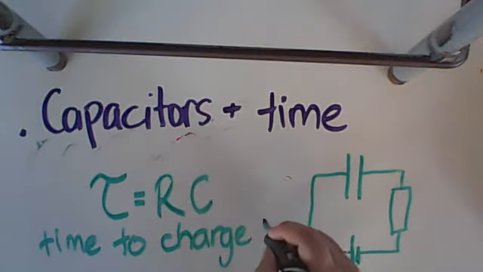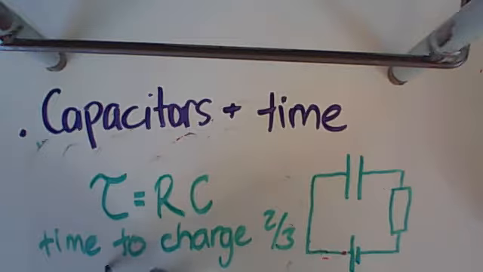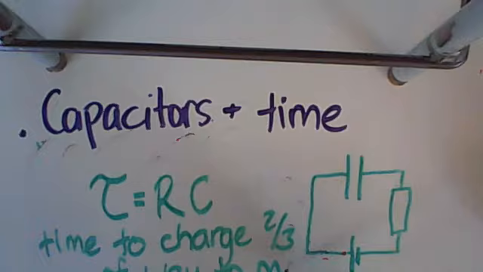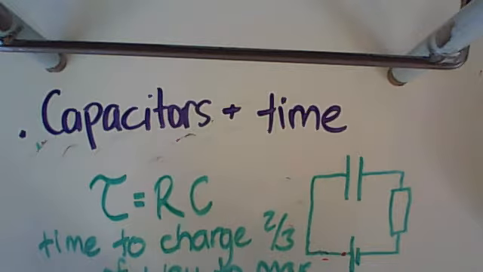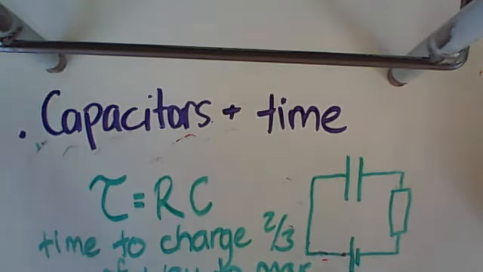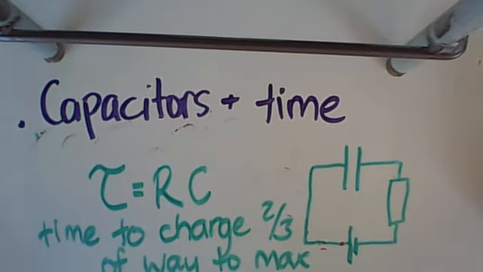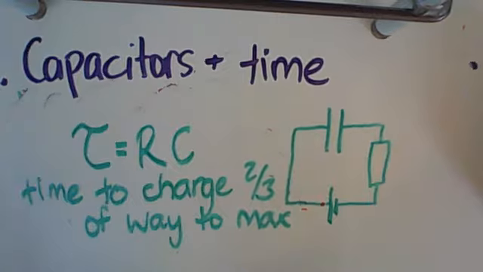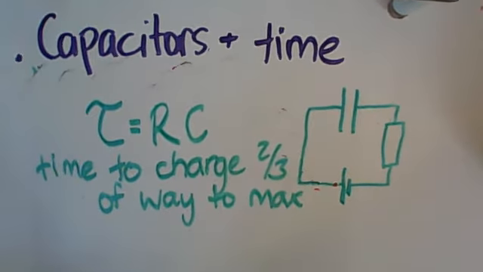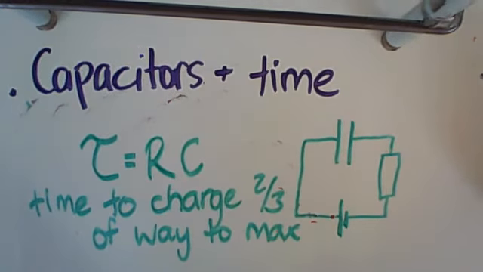The time constant is the time to charge 2/3 of the way to the maximum. So it's the time taken to charge 2/3 of the way towards the supply voltage. And then after another time constant, it will have got 2/3 of the remainder of the way. And then another time constant, 2/3 of the remainder of the way again. So it never quite reaches the supply voltage, but that doesn't matter.